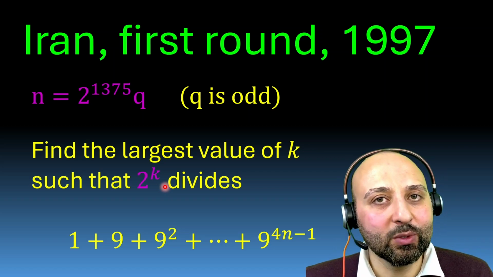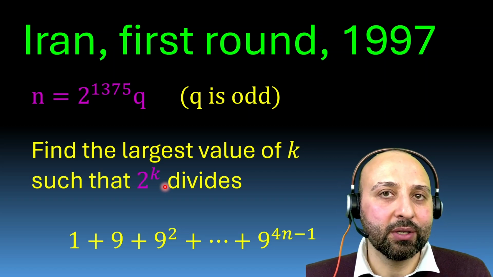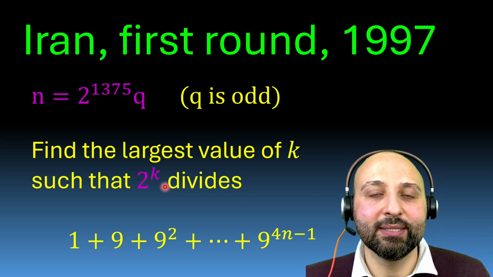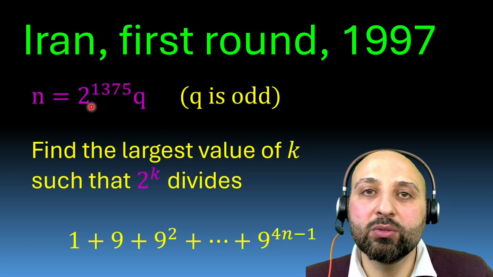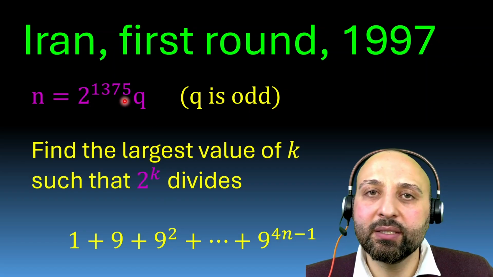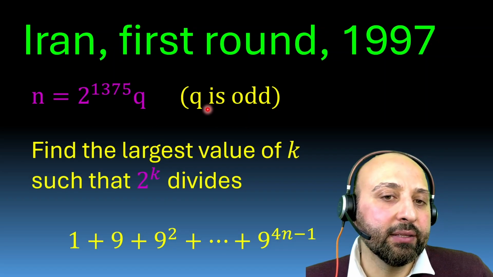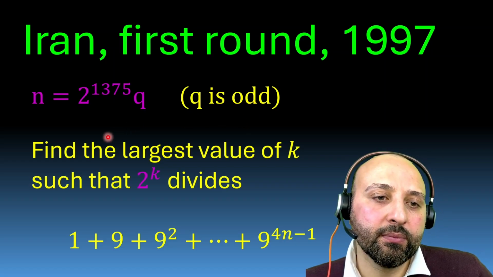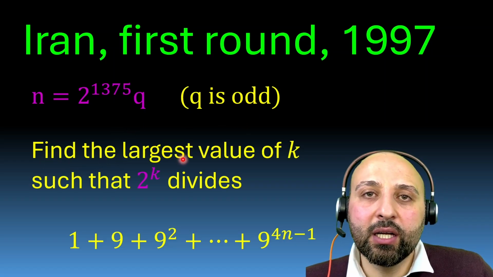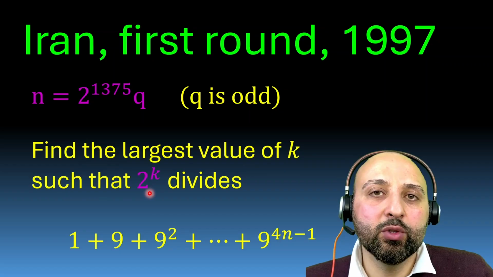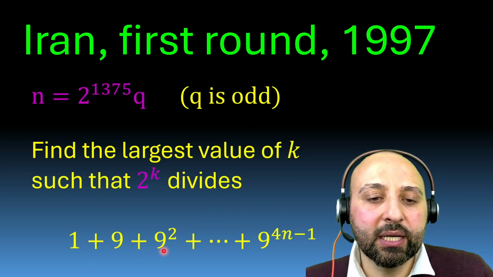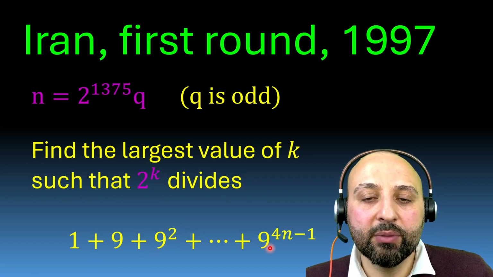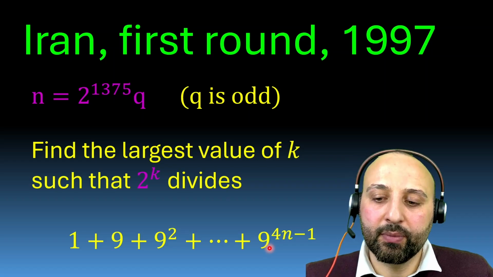Hi, here we have another question from Iranian Mathematical Olympiad round number 1, year 1997. The question says n is equal to 2 power 1375 times q, and q is an odd number. Find the largest value of k such that 2 power k divides 1 plus 9 plus 9 power 2 till 9 power 4n minus 1.